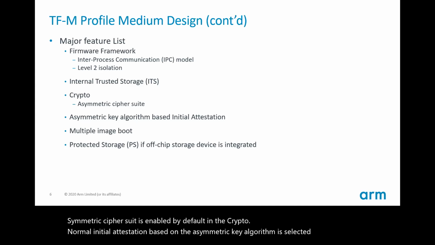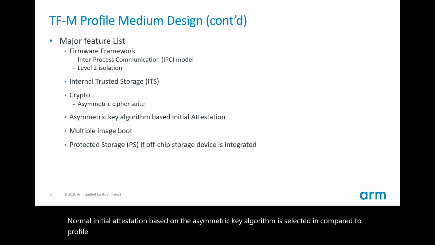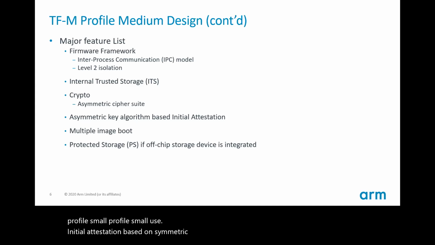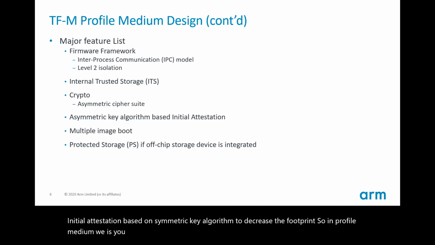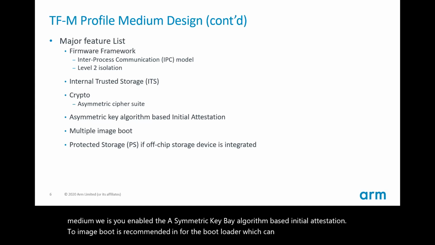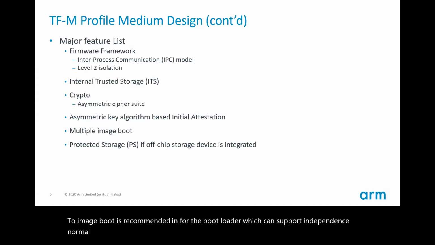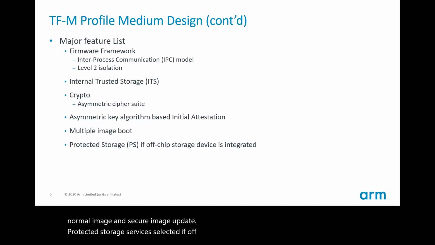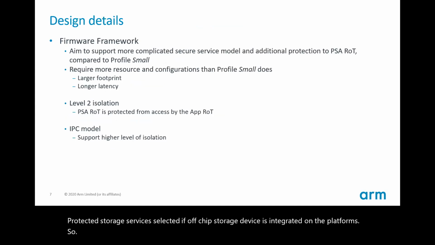In comparison, profile small uses initial attestation based on the symmetric key algorithm to decrease the footprint. So in profile medium, we enable the asymmetric key algorithm-based initial attestation. Multi-image boot is recommended for the bootloader, which can support independent normal image and secure image updates. Protected storage service is selected if off-chip storage devices are integrated on the platform. Yeah, so we'll go through some design details.